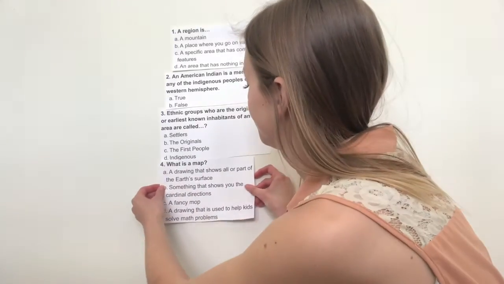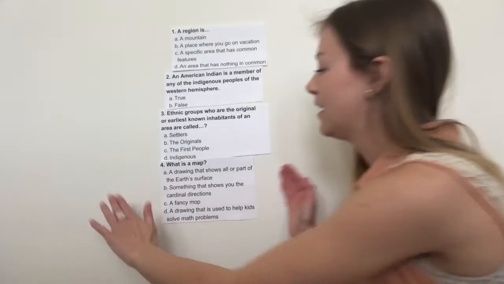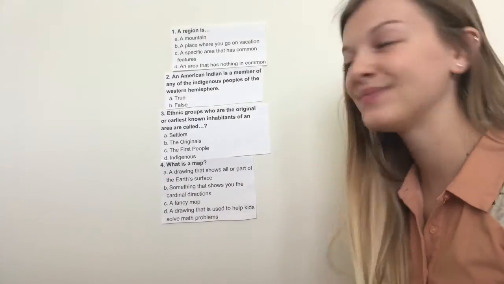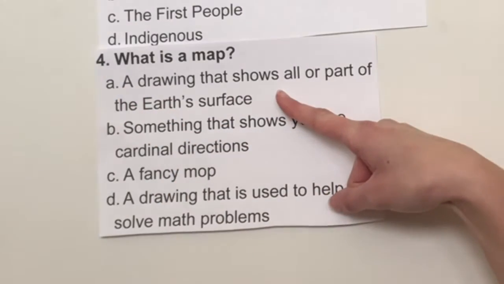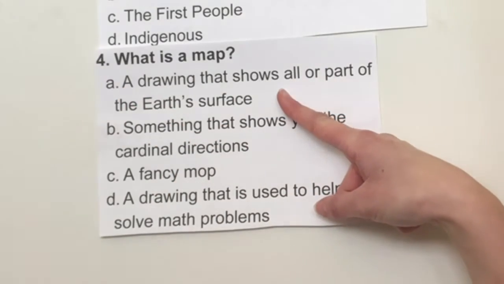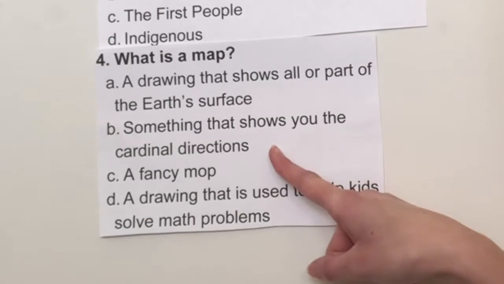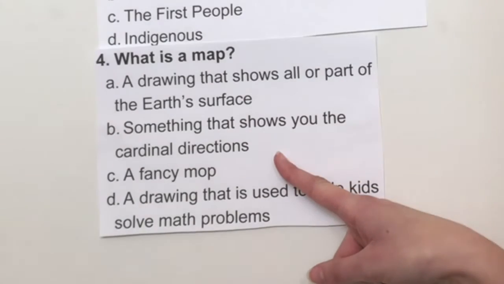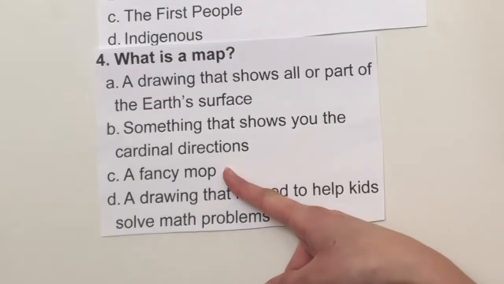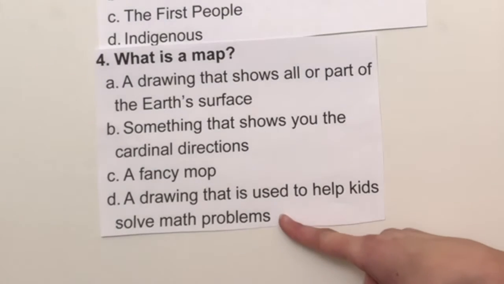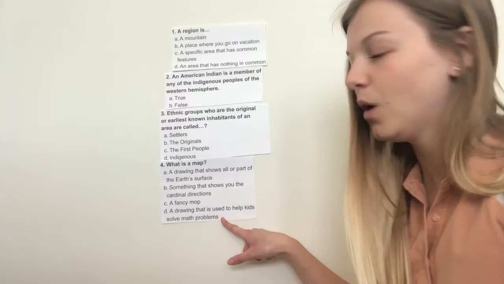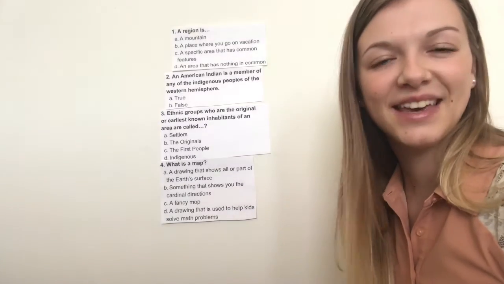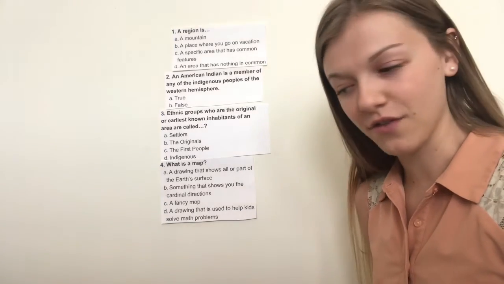Question 4. What is a map? Is a map A, a drawing that shows all or part of the Earth's surface, B, something that shows you the cardinal directions, C, a fancy map, or D, a drawing that is used to help kids solve math problems? What do you think a map is? All right, we're going to move on to the 5th and final question.